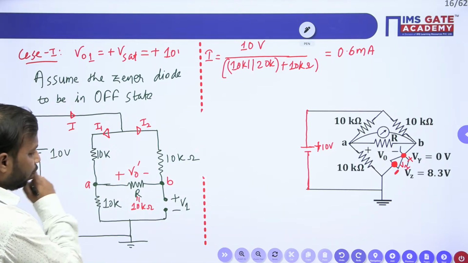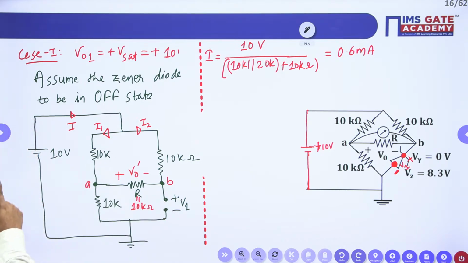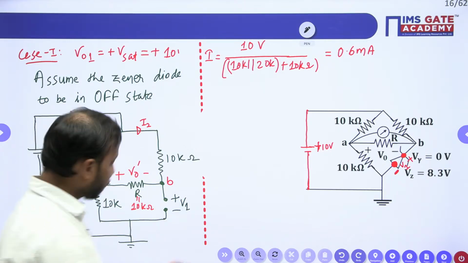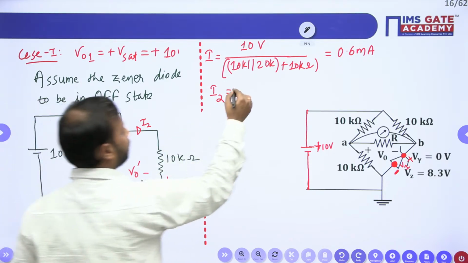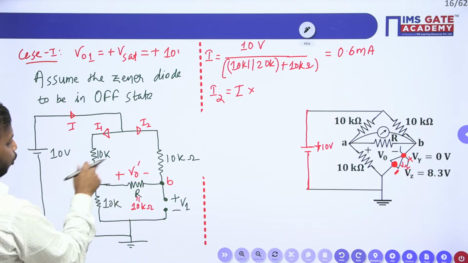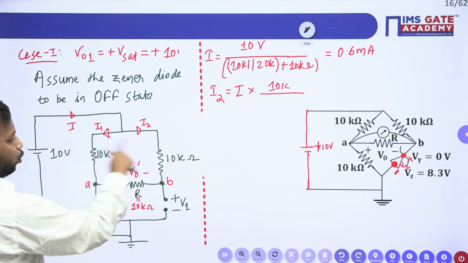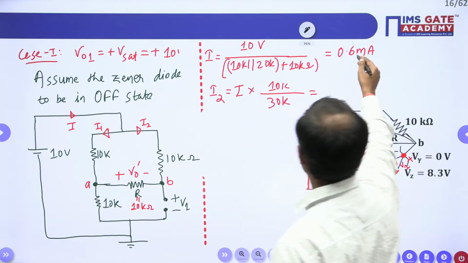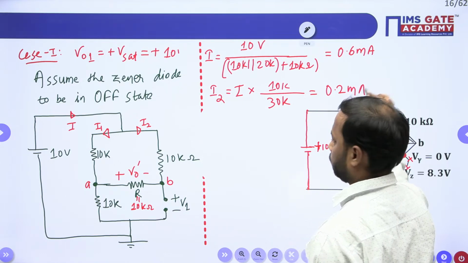All right, now I need to find this V1. So for that, how are we going to check? Now see, let us find the I2 current. This I2 current will be equal to what? Total current I into the opposite resistance, 10 kilo ohm, divided by the total or sum, which is 30 kilo ohm. So this value will be equal to 0.6 divided by 3. This is equal to 0.2 milliampere.